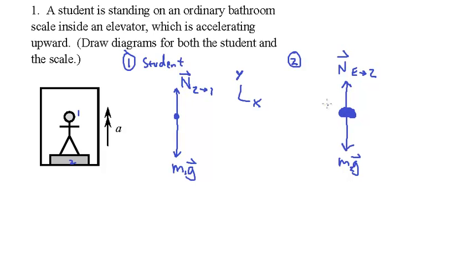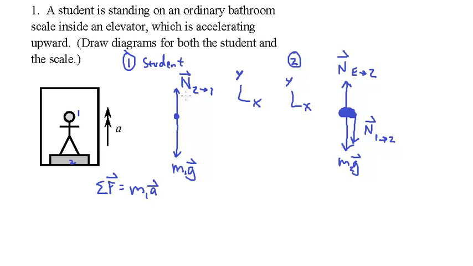Scale is number 2. And then it also feels a normal force from the student, because the student's touching it and pushing down on the scale. The student's feet are pushing down on the scale just as the scale is pushing up on the student's feet. That is a consequence of Newton's third law. So normal force of 1 on 2. And in fact, we know that n21 and n12 have the same magnitude. And then we can also use the same axes for this. So that was all that you really were supposed to do.